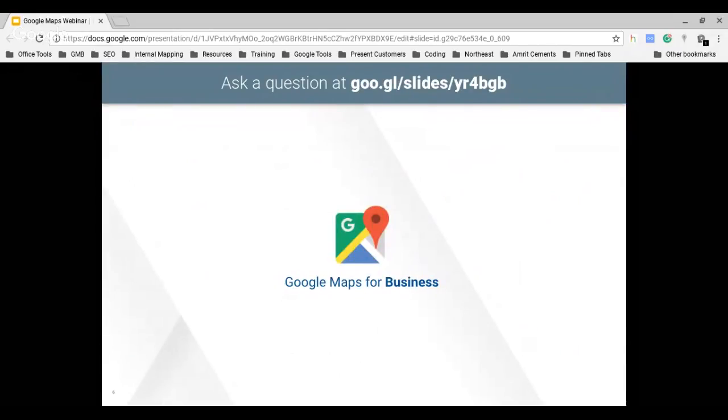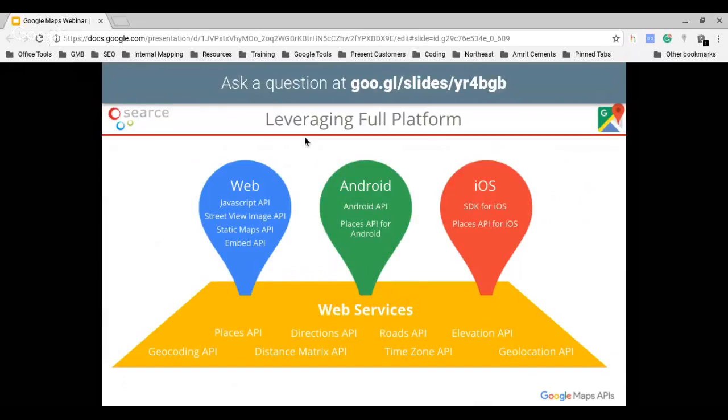Moving on, talking about Google Maps for Business. There are 13 APIs in total which are available as a suite for usage in a commercial perspective, right? So we help you leverage the full platform. So Maps APIs is a platform that a lot of companies are using across the globe. So there are all the platforms which are compatible. So we have web, Android, and iOS APIs. Under these, we have web services which can be used across the board.